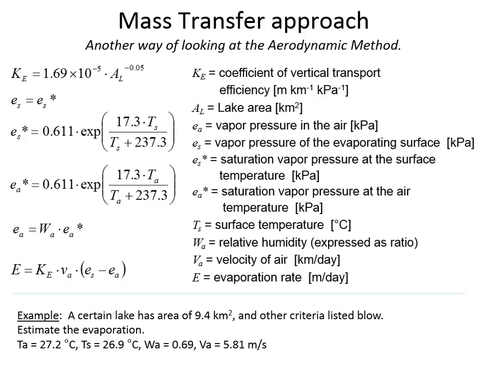502 km per day. And then the difference in the vapor pressures. That says that the evaporation rate is 8.00 times 10 to the minus 3 meters per day. That is 8.0 millimeters per day.